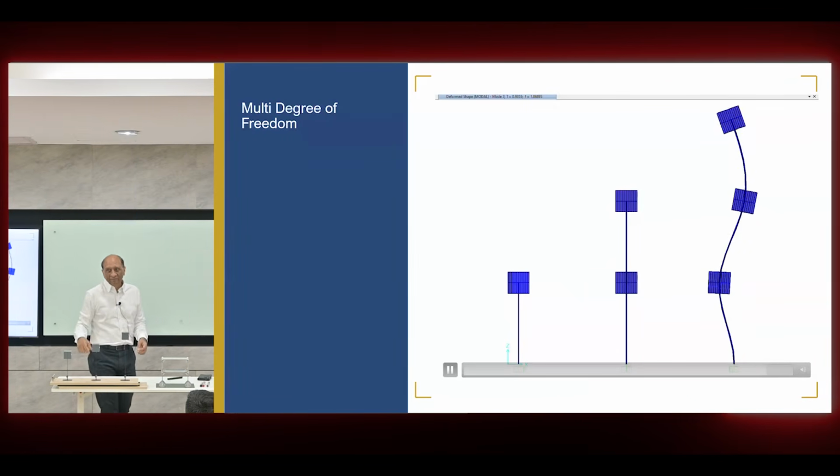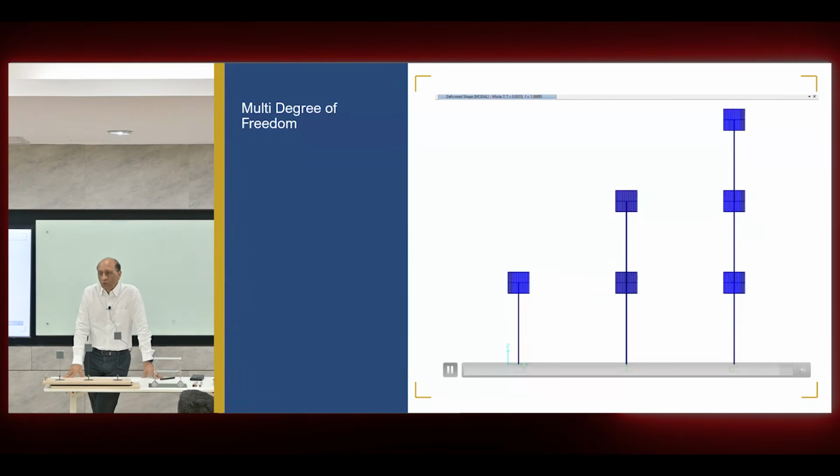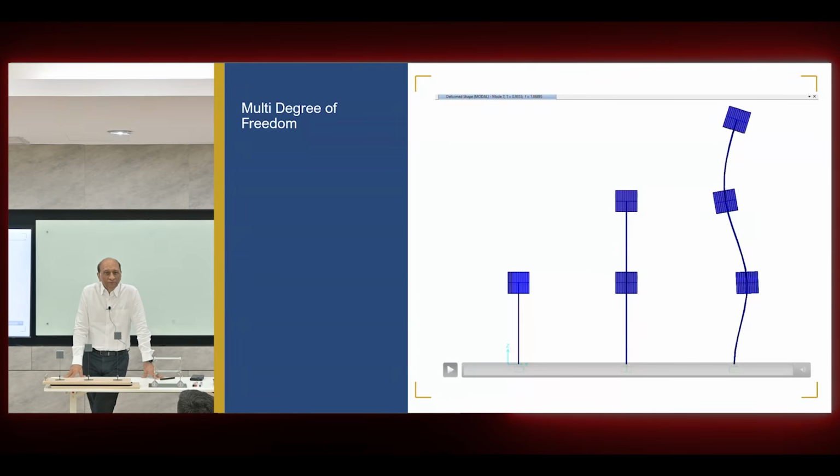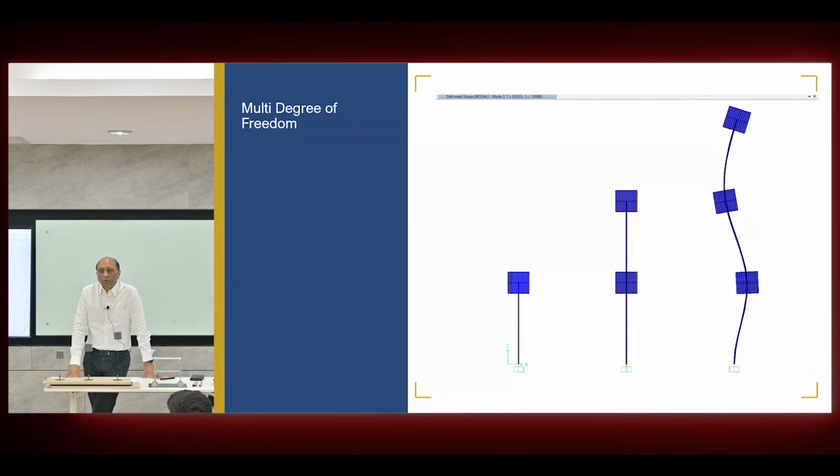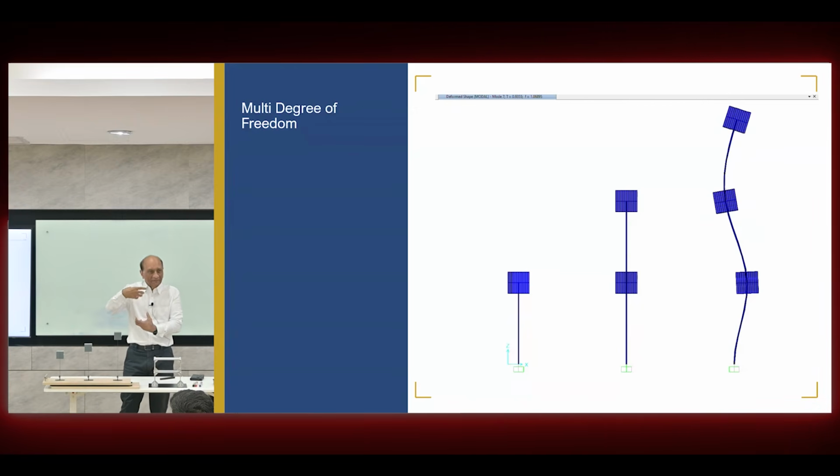This is the tall building behavior, where each floor will try to move relative to the others in higher modes and higher modes and higher modes, right? So the structure can move in as many modes as there are stories. And in each direction, there are three directions: X direction, Y direction, and then torsion. It will also twist like this one.